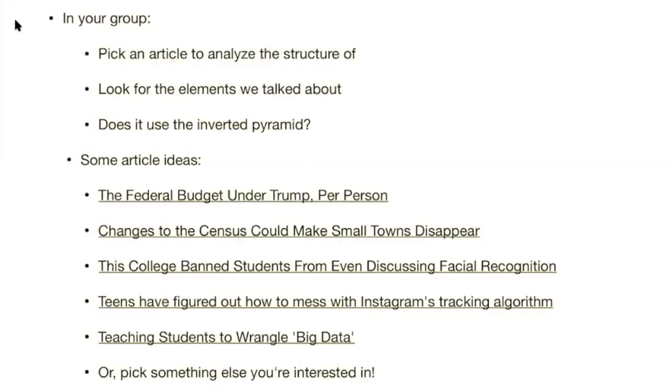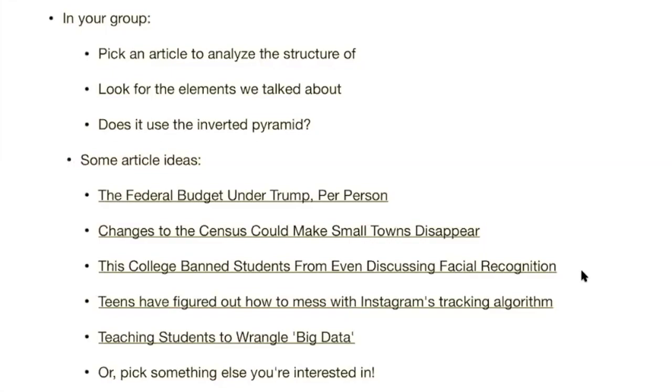So what I'm going to do is put you into breakout groups again, like we did last class. And what I'd like you to do is pick an article that you want to analyze the structure of and look for the elements that we talked about. So look for the headline, the byline, the lead, the nutgraf, see if there's a kicker, and see if it seems to use the inverted pyramid. Is the most important stuff in the top few paragraphs?